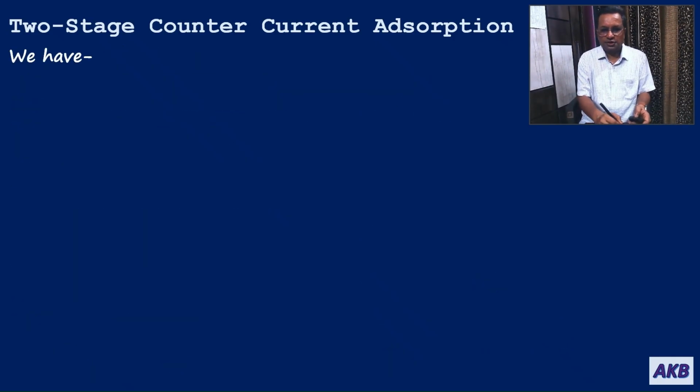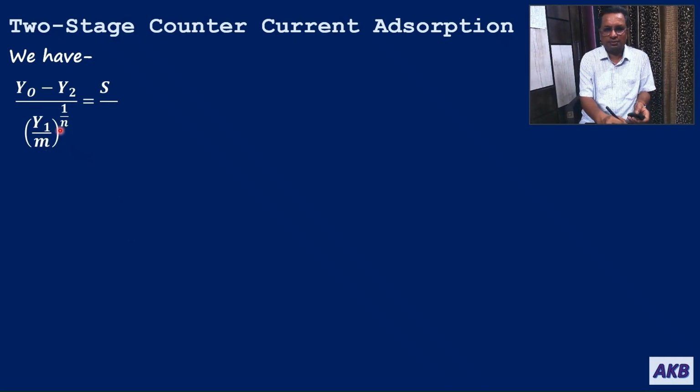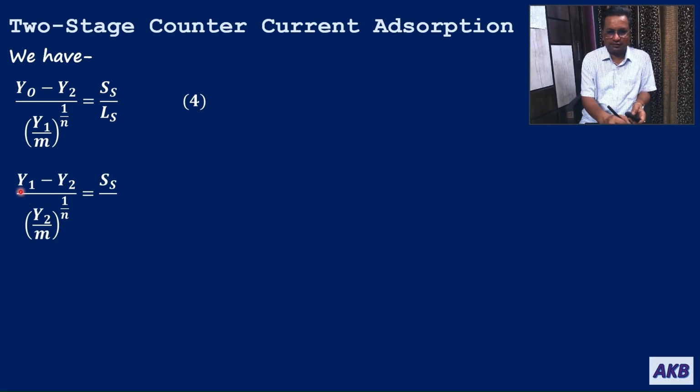So we got these equations. You have (Y0 minus Y2) upon (Y1 upon M) raised to 1 by N, that is equal to SS upon LS. That was equation number 4. And then we got this equation as well: capital Y1 minus capital Y2 divided by (capital Y2 by M) raised to 1 by N, that is equal to SS upon LS. That was equation number 6. Now the right hand sides of equations 4 and 6 represent the same quantity, that is SS upon LS. So you can equate the left hand sides of those two equations.